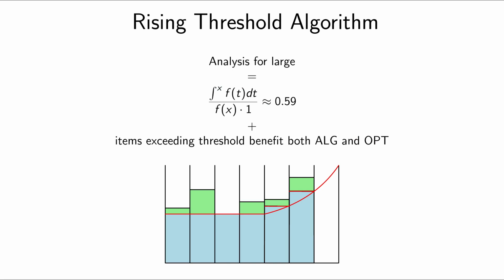We use this property to show the optimality of the rising threshold algorithm. It suffices to combine the aforementioned property with the following observation. If an accepted item was strictly larger than the threshold, then it benefits both alg and opt. This suffices to conclude that the rising threshold algorithm is optimal for large items.